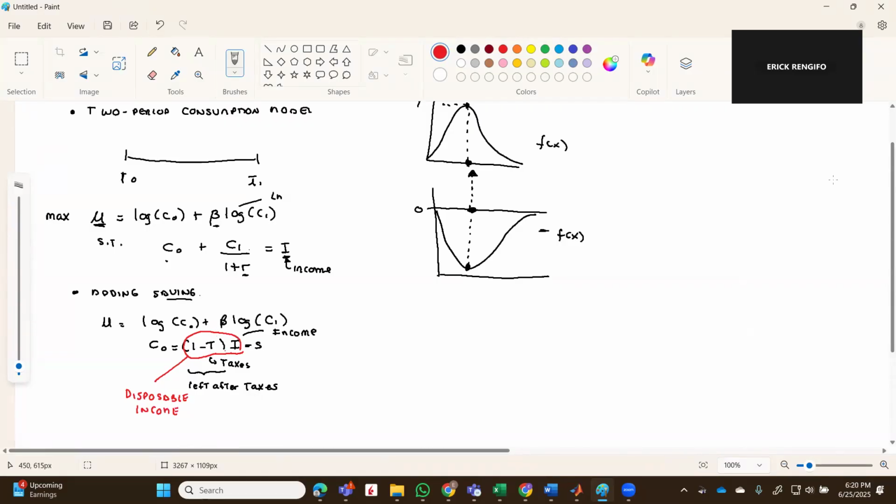And from this disposable income, I will not spend everything. I will spend my disposable income minus the saving that I decide. So this is the consumption at period 0. Now, what I will consume at period 1 is going to be simply what the bank pays me for my savings.